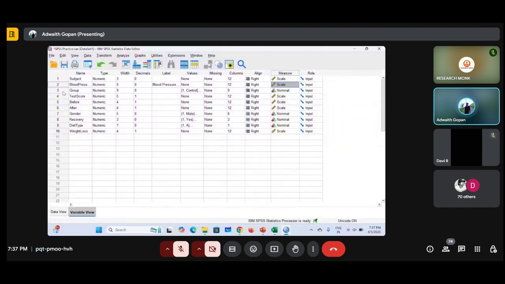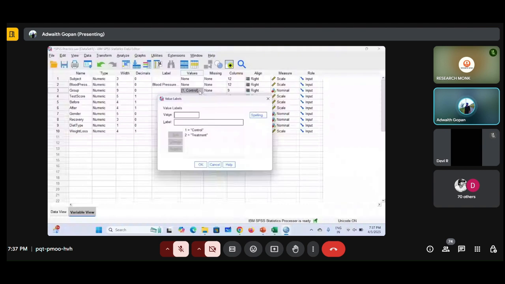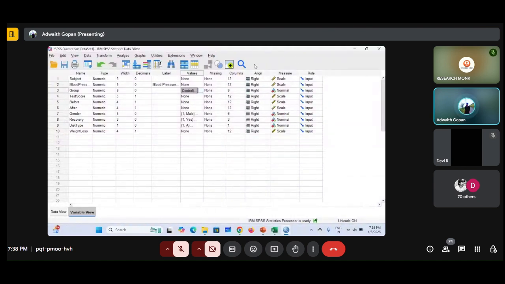If you look at the variable group, SPSS allocated it as a nominal variable because it has two categories. If you click on value, you can see that it has two categories. One is control and two is treatment. Here, control and treatment are two categories, and it doesn't mean that control is greater than treatment or treatment is greater than control. It just means that one is control and two is treatment. These are the common things that you should know about the SPSS variable view.